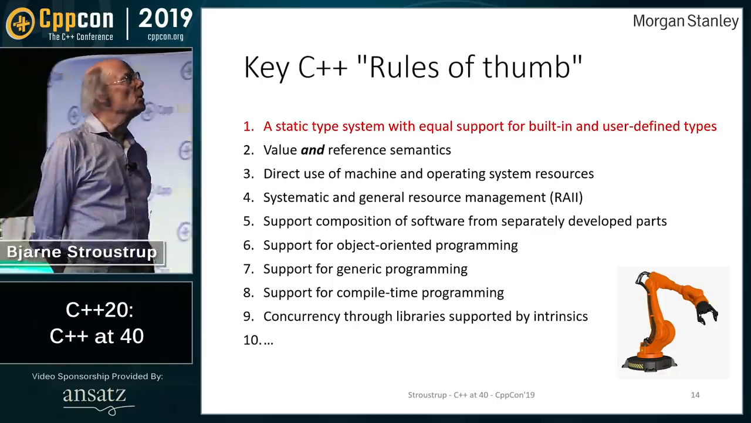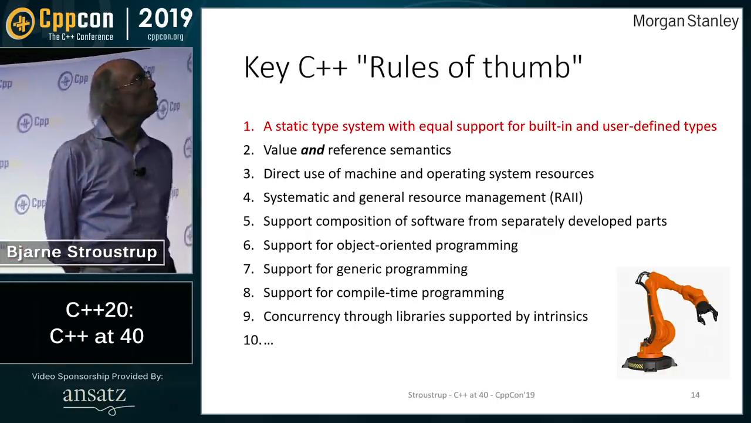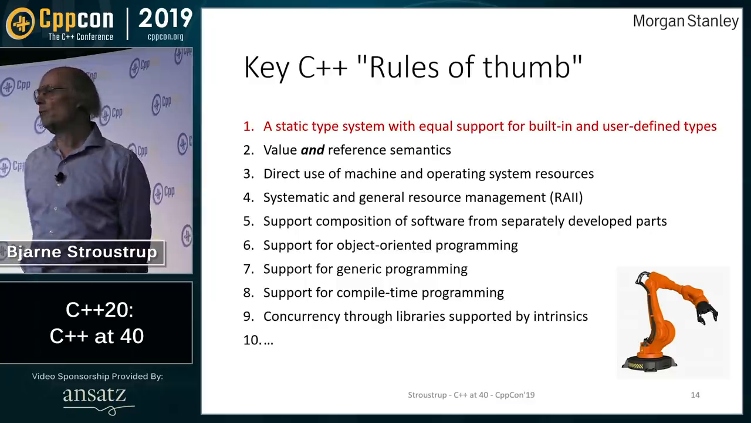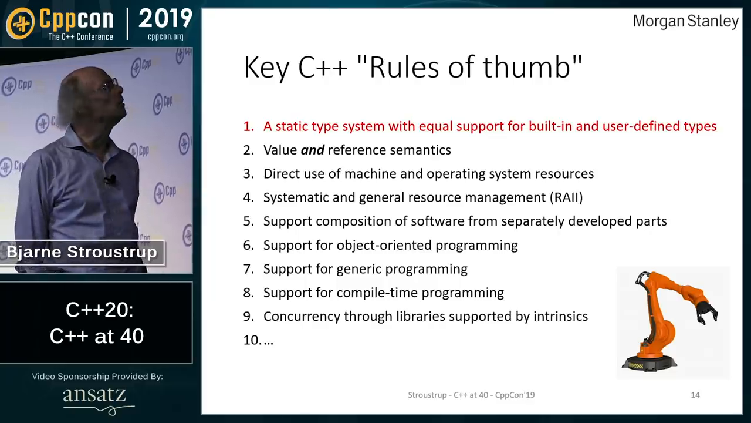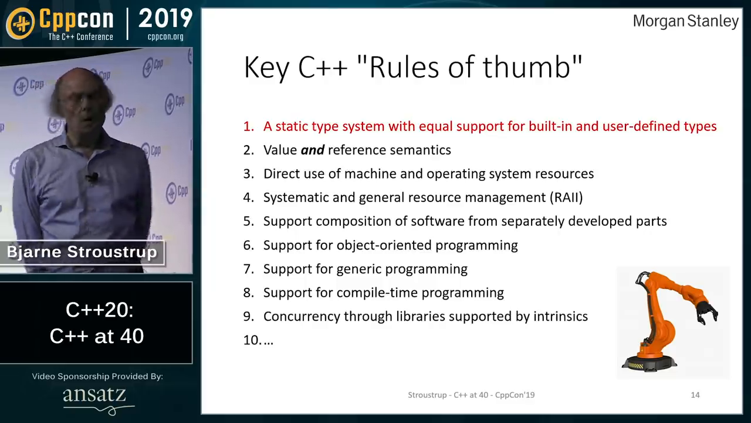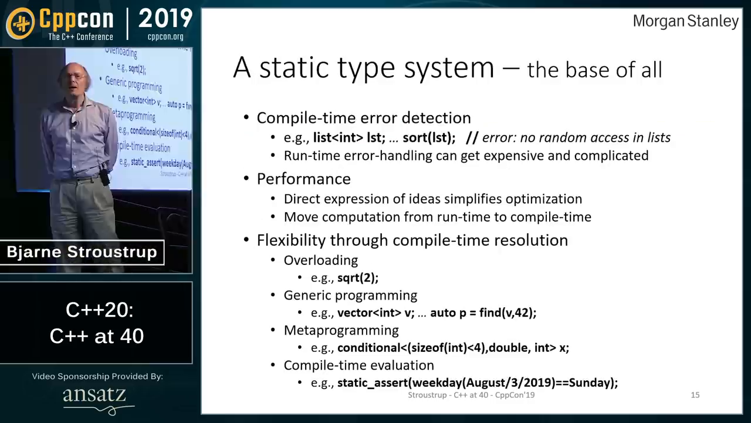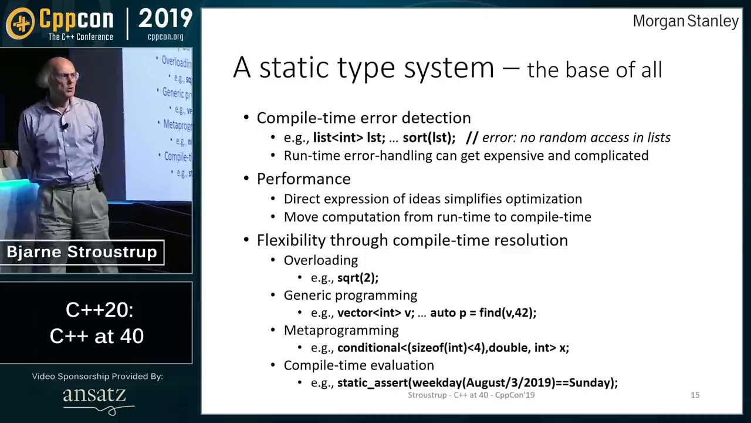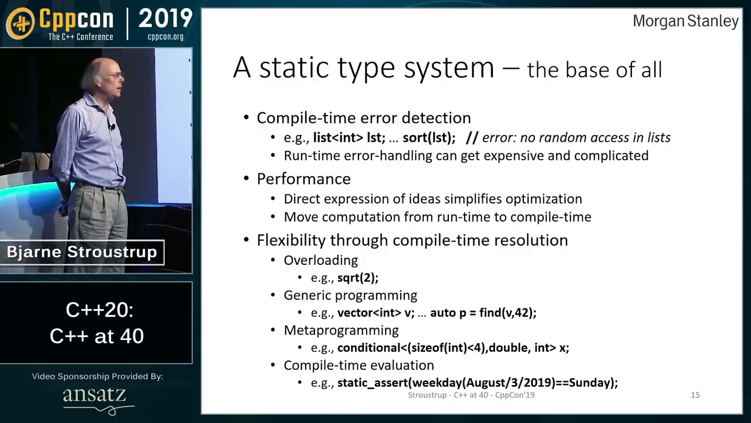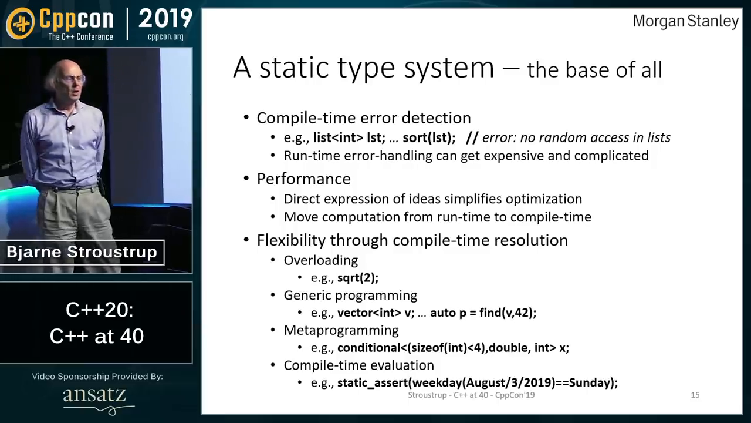C++ is a static type system with equal support for built-in and user-defined types. That's the ideal, and we come pretty close. In other words, the type system is extensible. And having a static type system allows us to catch things at compile time because we can express things so that the compiler can understand it.